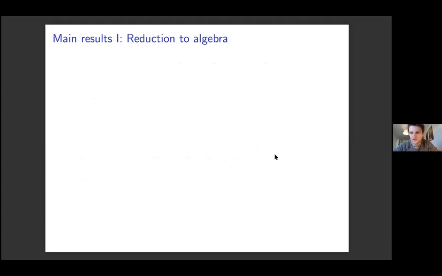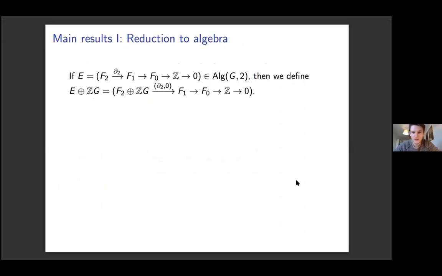Now I get to my main results, which hopefully people can remember some of; there's a lot of technical preamble. One more piece of technical preamble: if we let E be an algebraic 2 complex, then we can define E plus ZG, E plus a free module, or a stabilization of the algebraic 2 complex, to be the algebraic 2 complex you get by adding a free module ZG to the term F2 and mapping it by 0 to F1.